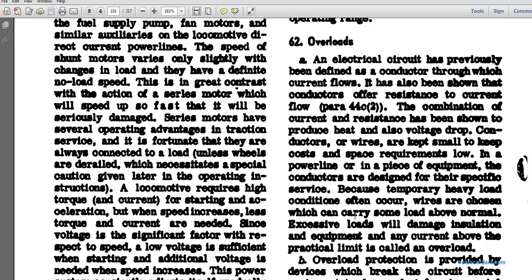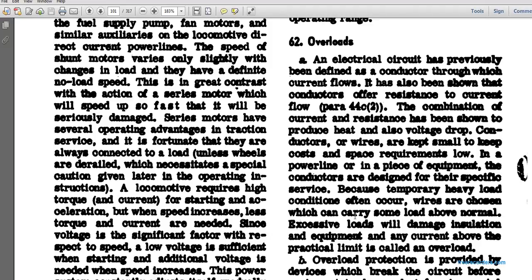An electrical circuit is previously defined as the conductor through which the current flows. It also has been shown that the conductor offers resistance to the current flow. The combination of the current and the resistance has been shown to produce heat and also voltage drop. The conductors and wires are kept small to keep the cost and space requirements low.